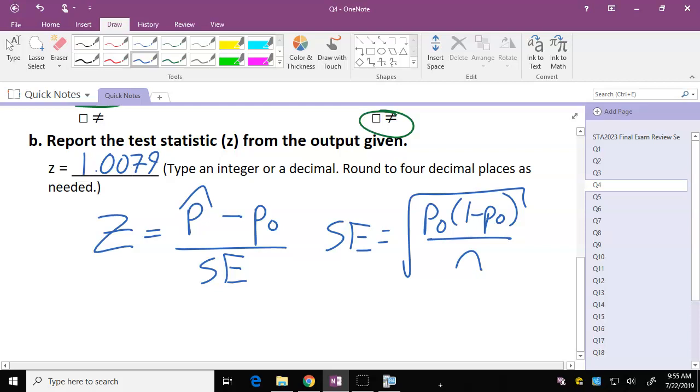Okay? Remember, p naught represents the value of p from your null hypothesis. So that would be the 0.3. And the p hat, that represents what happened in our actual sample. So that 98 divided by the 300 is that p hat. N represents your sample size. So you could also run that formula if you wanted to. Okay? All right.